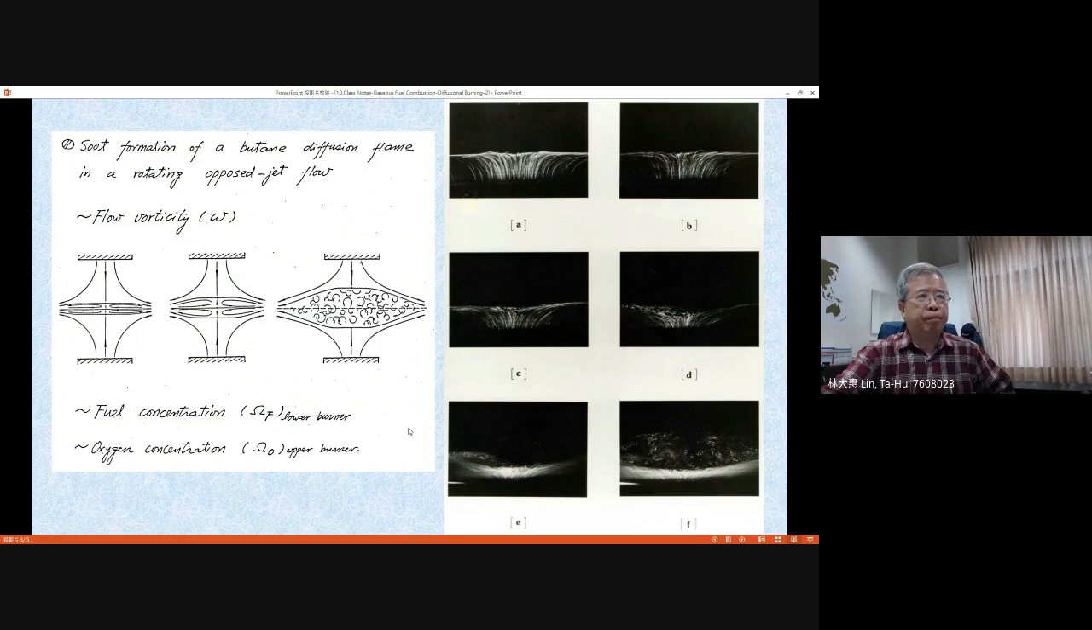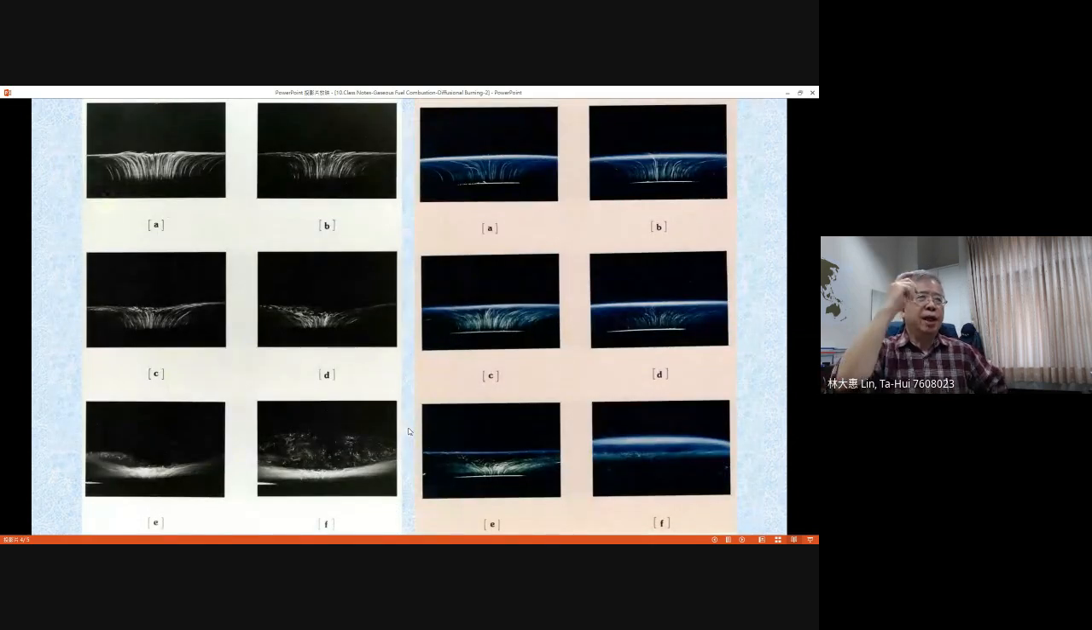Okay, now if you try to ignite the diffusion flame here, you can see this is a very nice comparison between the cold flow and the hot flow. For figure 8, originally this is the cold flow, with fuel coming from the lower burner and oxygen coming from the upper burner. You ignite it, then you have a perfect diffusion flame existing just at the stagnation surface, the stagnation plane, right? This is basically a purely diffusion flame, with fuel supplied from the lower burner and oxygen supplied from the upper burner.